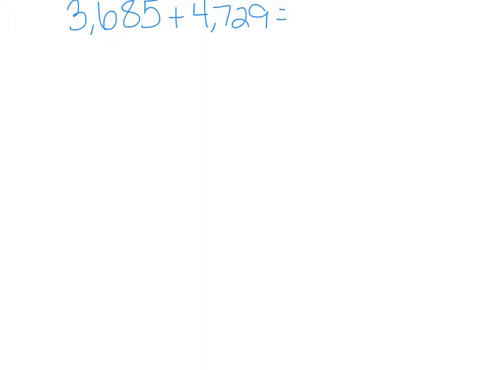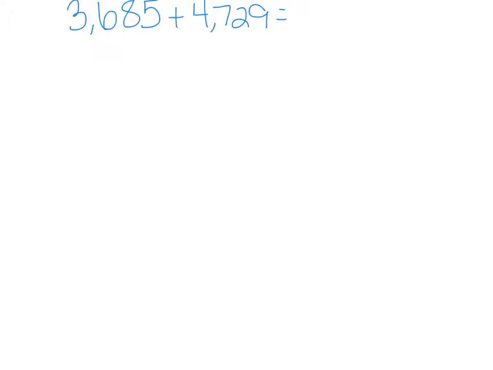Okay, so the first thing I need to do is I need to estimate, okay, to see if I could find out close to what my answer is going to be. Okay, so on this one, I'm just going to use, we can do front end estimation, which we would take that 1,000 spot and leave it the same. So that would be a 3, and then change every other number to a 0. Okay, you might remember that type of estimation. That would be front end estimation.